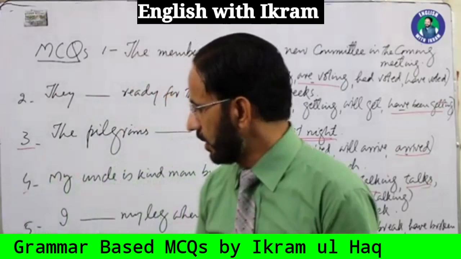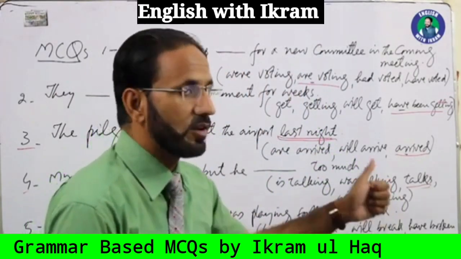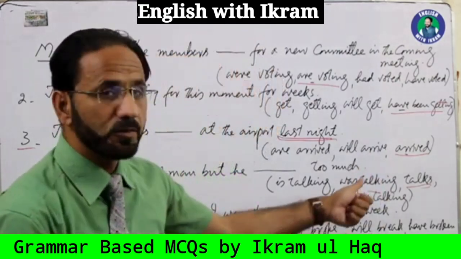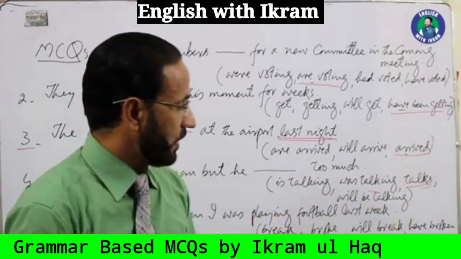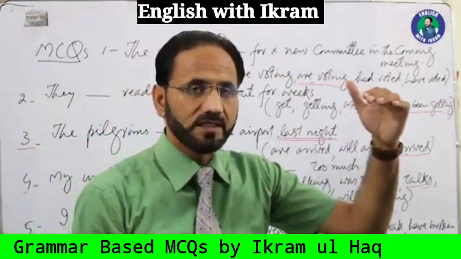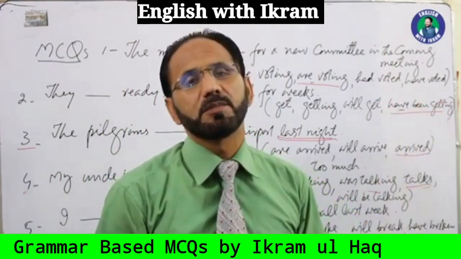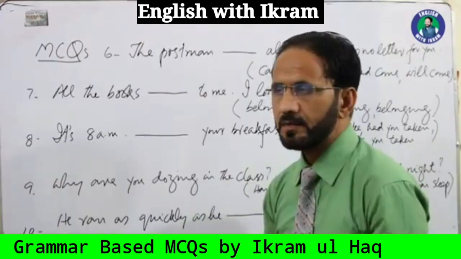So here the right option would be I broke my leg when I was playing football last week. When I was playing football last week, I broke my leg. So whenever an action was in progress between two specific points in the past and another action occurred, it would be in simple past tense. The next is number 6.